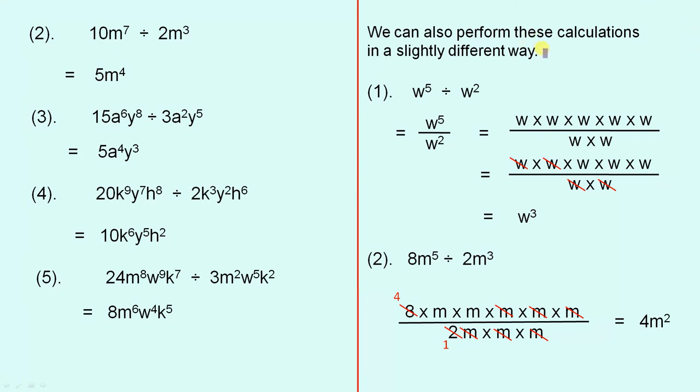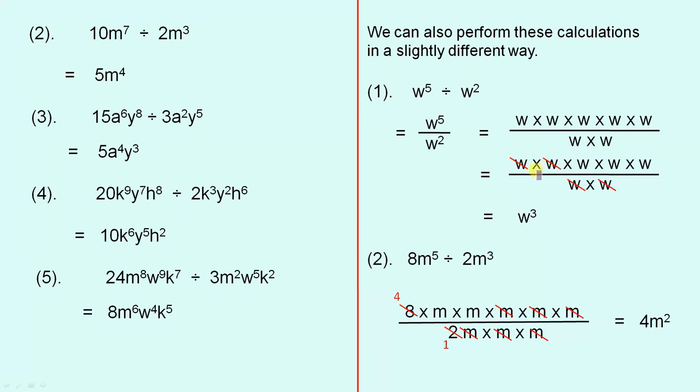So, we can also perform these calculations in a slightly different way. This is just another way of doing it, just to give you another option. It doesn't matter which method you use, as long as you get the answer, both of these are acceptable. So w to the power of 5 divided by w squared can be written this way. W to the power of 5, that's what that means. W squared, that's what that means.